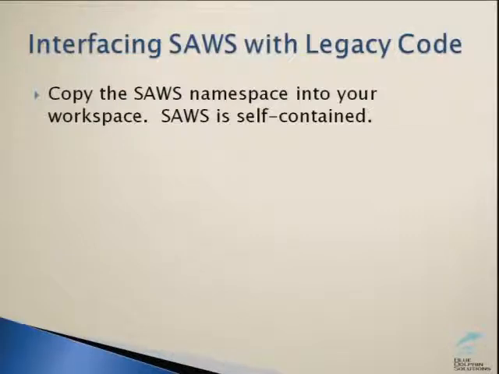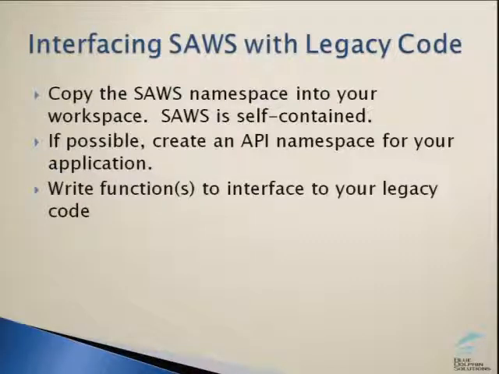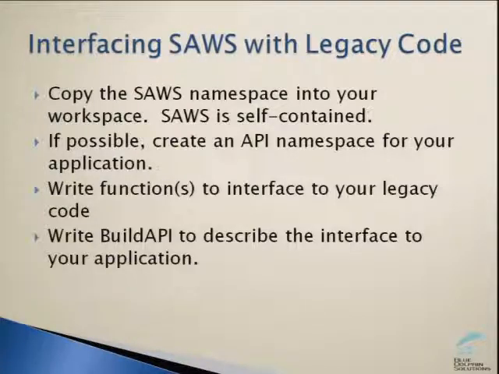So you can copy the SAWS namespace into your workspace. And SAWS is completely self-contained. It includes all of the code necessary to run. It includes Conga. It includes all of the SOAP and WSDL processing code. And if possible, I like to create an API namespace for my application. And then write functions to interface to your legacy code. And then write the build API function to interface to your application.